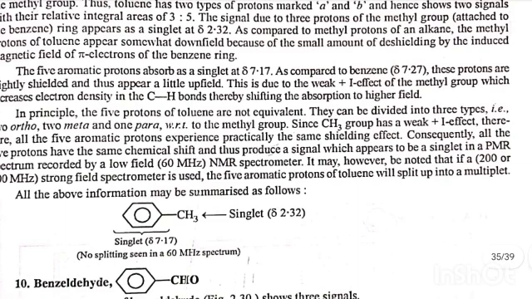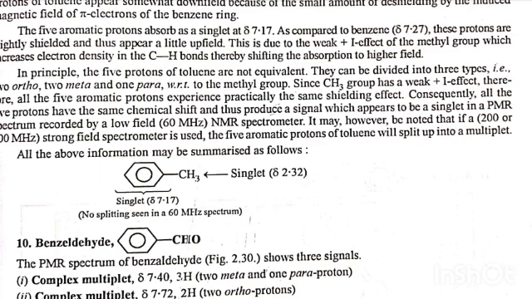2.32 as compared to methyl protons of an alkane. The methyl protons of toluene appear somewhat downfield because of the small amount of deshielding by the induced magnetic field of the pi electrons of the benzene ring. The 5 aromatic protons absorb as a singlet at delta 7.17 as compared to benzene at delta 7.27. These protons are slightly shielded and thus appear a little upfield. This is due to the weak +I effect of the methyl group, which increases electron density in the carbon-hydrogen bond, thereby shifting the absorption to a higher field.